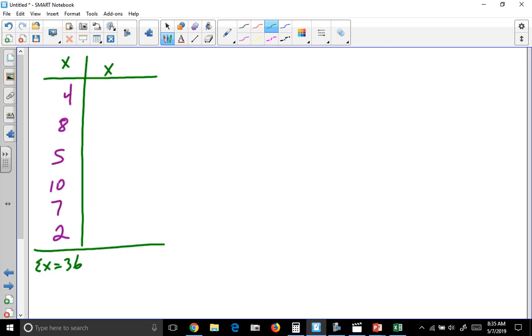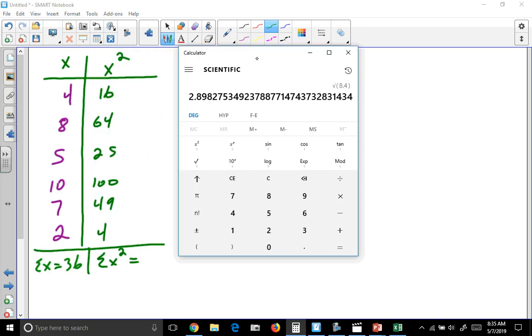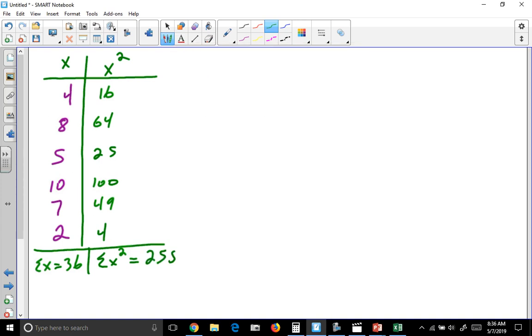We also need to know what we get when we square them and add them together. So let's square each piece of data. 4 squared, 8 squared, 5 squared, 10 squared, 7 squared, and 2 squared. So if we add those numbers together, that's the sum of x squared. So we have 16 plus 64 plus 25 plus 100 plus 49 plus 4, so 258. Those are the sums of the x squared.